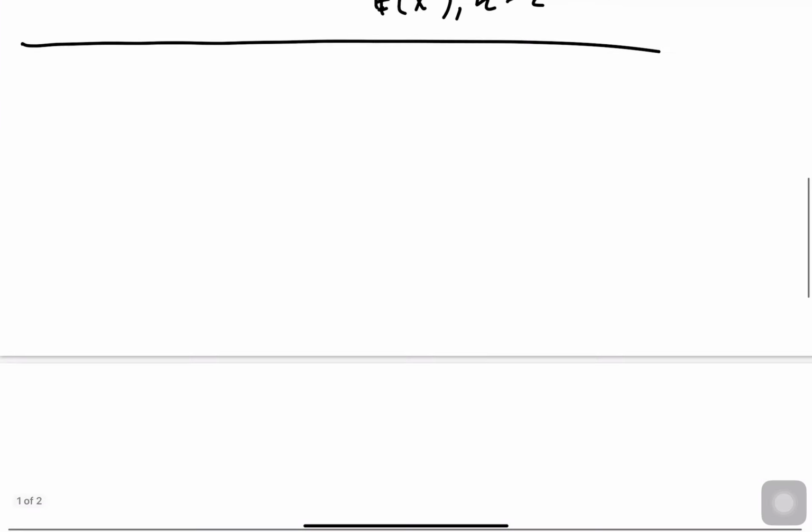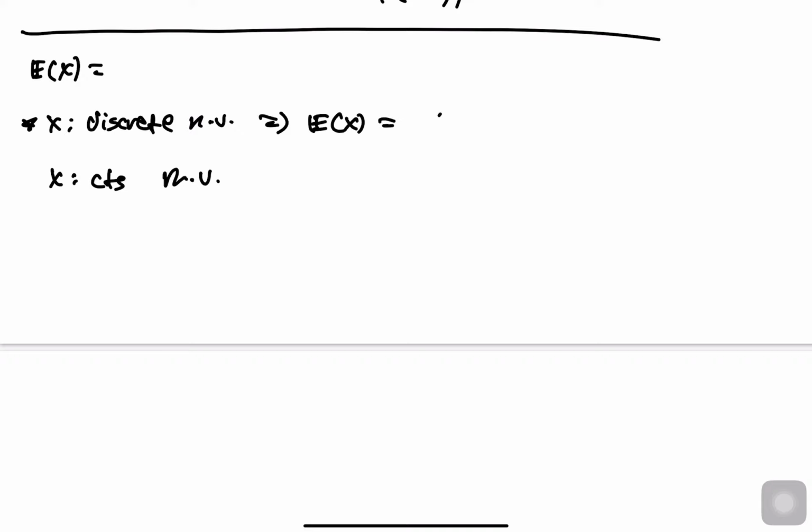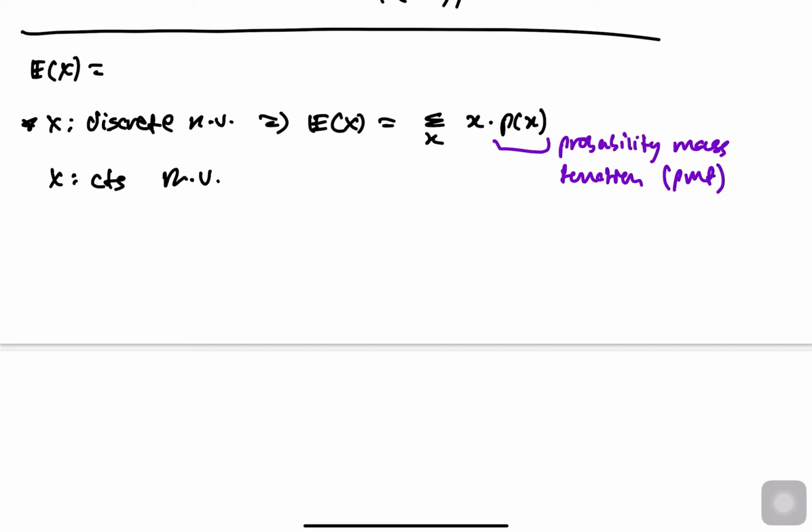So recall that the expectation of x can be computed in two ways. It depends on whether x is a discrete random variable or whether it is a continuous random variable. If x is discrete, then the expectation of x is simply the sum over all x of x taking on a particular value times the probability of that value, where this is your probability mass function, PMF. Note that this terminology, probability mass function, is only used when x is a discrete random variable.